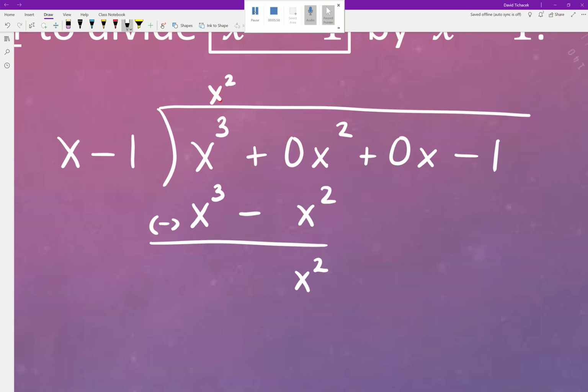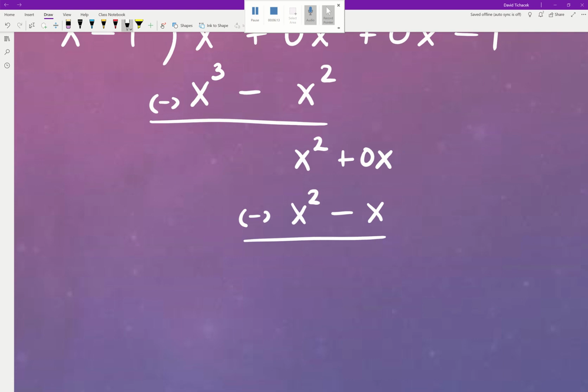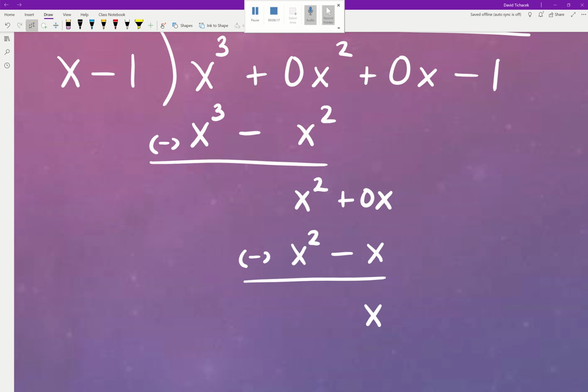Drop the next term down, that'll be plus 0x. And then we just need to make sure to multiply times an x to get these x squareds to match up. And so x times negative 1, of course, is negative x. And then we subtract, right? So again, another double negative there, so 0 minus negative x, that's going to give us positive x, and then drop down the next term, that's going to be minus 1.